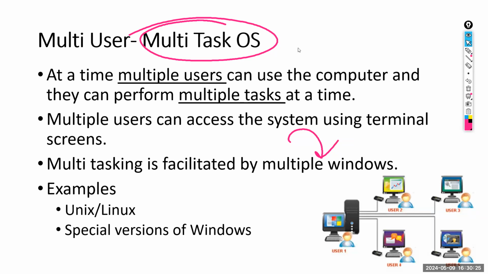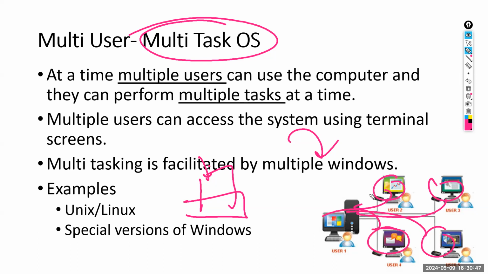Right. Finally, we have multi-user multitask OS. Multi-user multitask means, say you have an OS like Linux or Unix. Then multiple users can connect to the system at the same time. Not only that, they can run different programs or the same programs in parallel in their respective user sessions, which are happening at the same time.